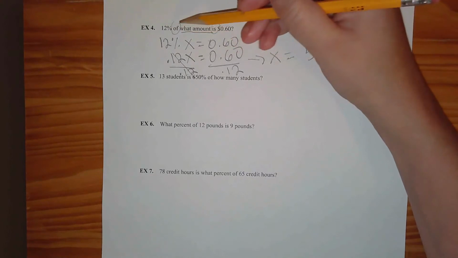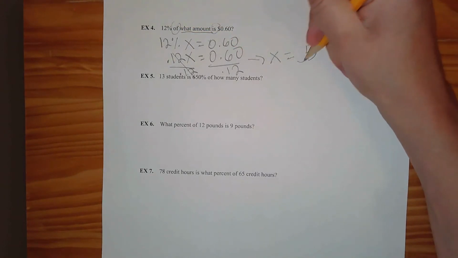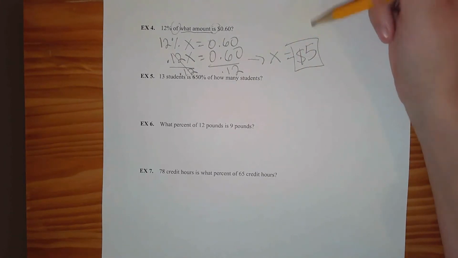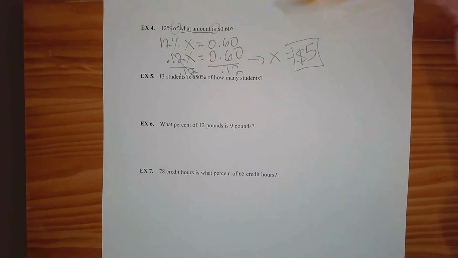So 12% of what amount is 60 cents? My units are in dollars. So my answer is $5. Okay, and if you want to double check yourself, you could do 0.12 times 5 and make sure that that actually equals 60 cents. Okay, let's do another one.